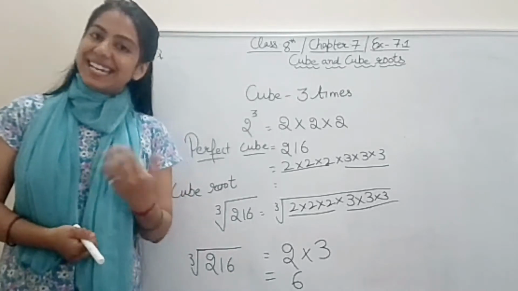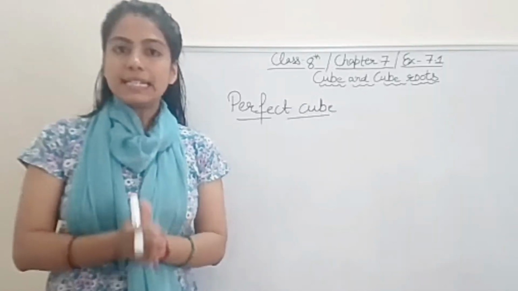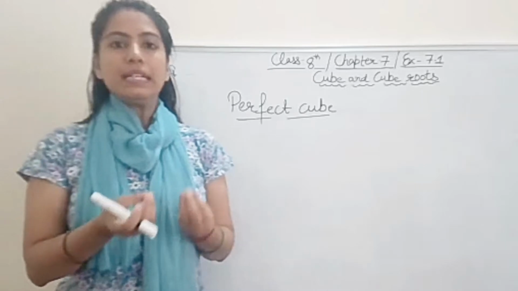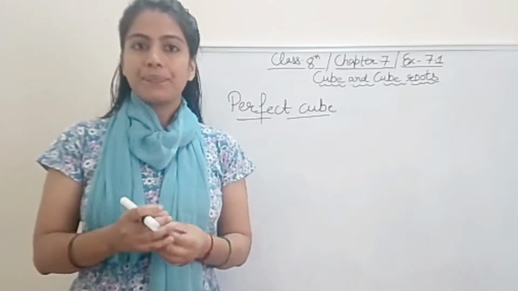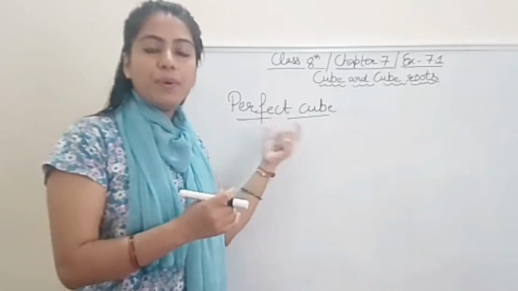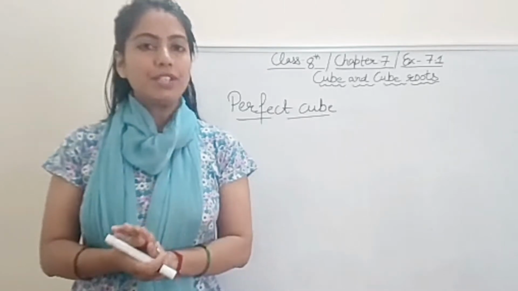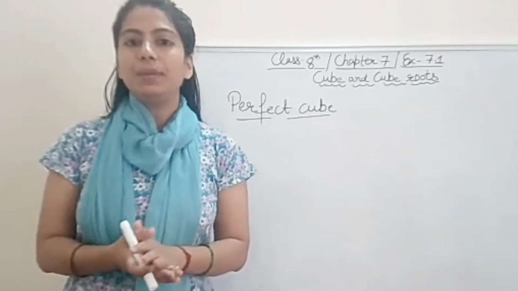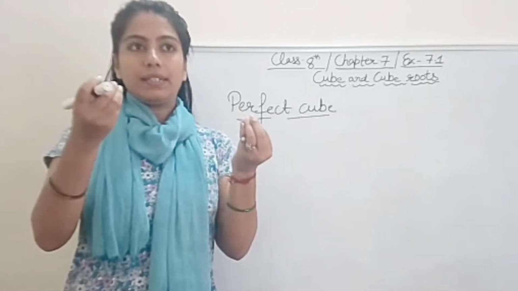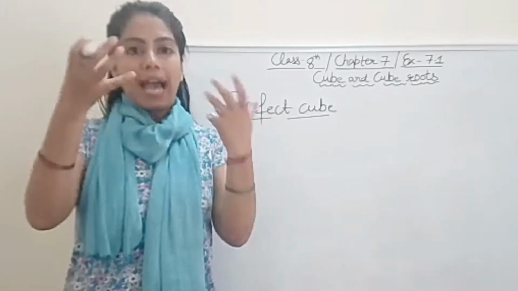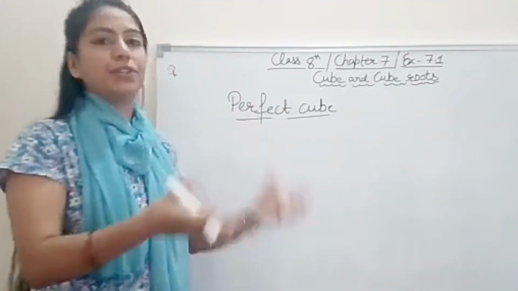Now coming to our next topic. Now the next topic that we use in the exercise questions is on the basis of perfect cube only. Fine, student. Means the question will be: what number do you need to add to make a perfect cube?